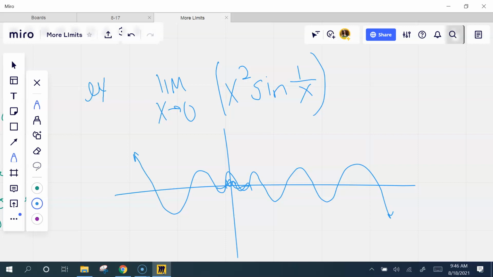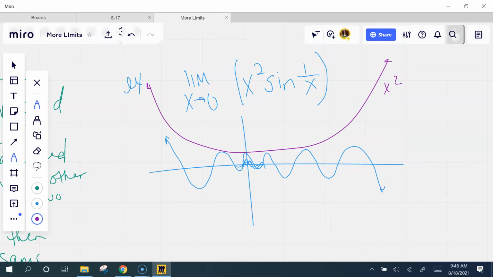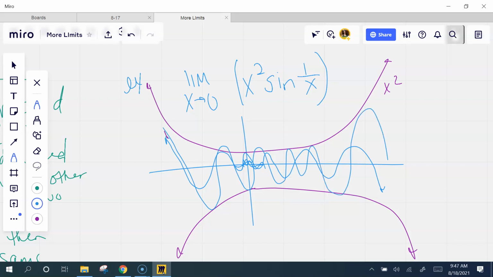Okay, this is actually sandwiched between x squared and negative x squared. Mine's a horrible drawing. If you did it on your calculator, you would see it a little better. It kind of oscillates, but it hugs both x squared and negative x squared. So it's sandwiched.